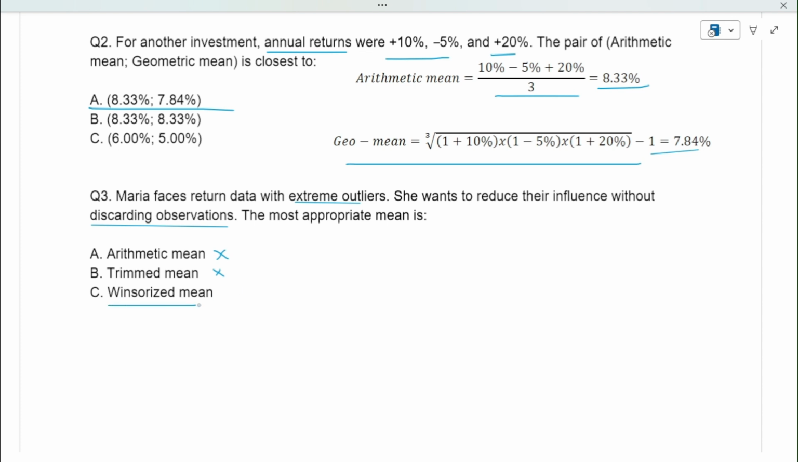Finally, winsorized mean does not drop data from the dataset. It just replaces outliers with the closest values. Therefore, the answer to this question is winsorized mean.